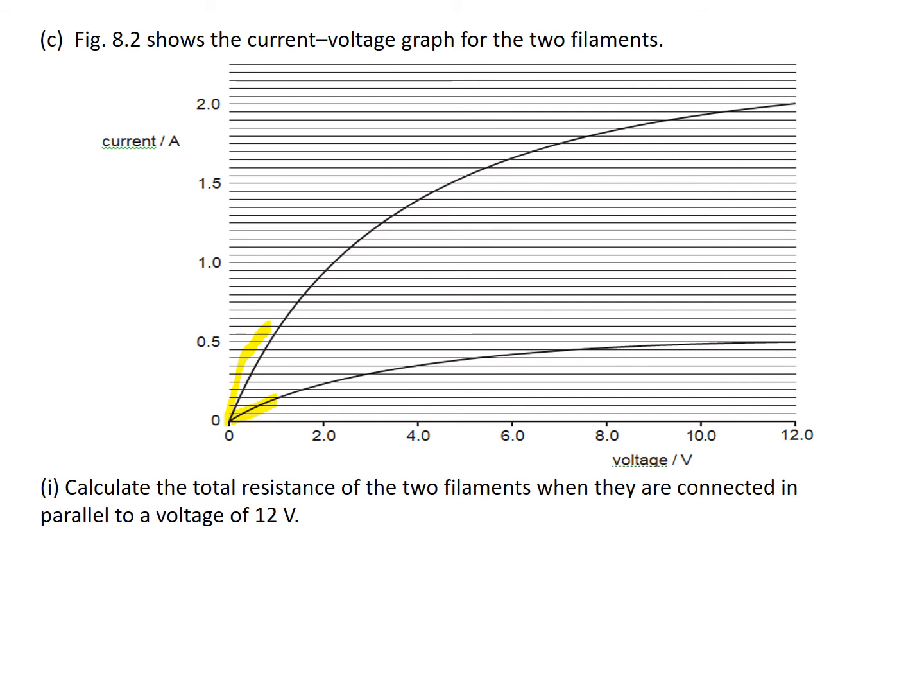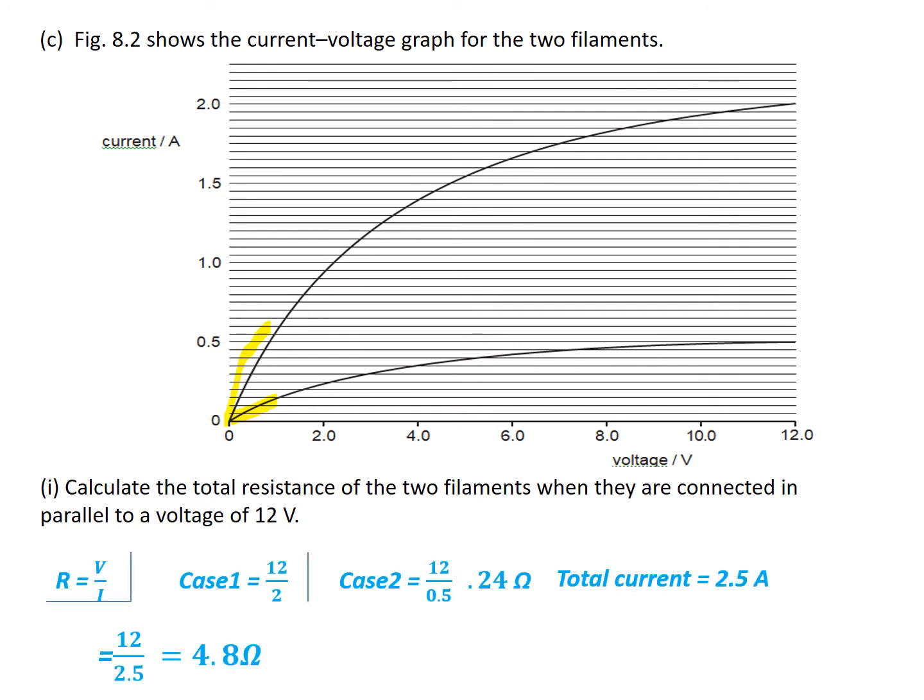Part 1. Calculate the total resistance of the two filaments when they are connected in parallel to a voltage of 12 volts. As you remember, the formula of resistance is voltage upon current, in ohms. In case 1, 12 upon 2, when there are 12 volts, the current is this, whereas in this case, when the voltage is this, the current will be around here.